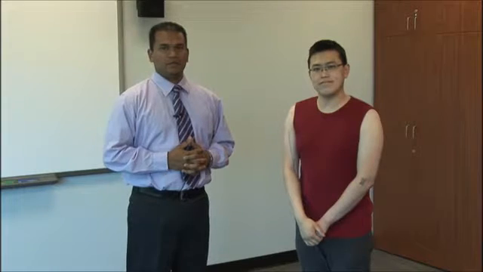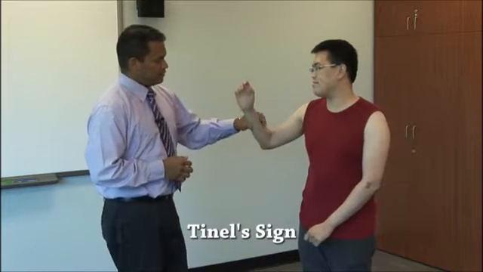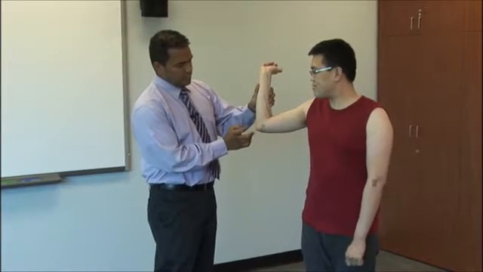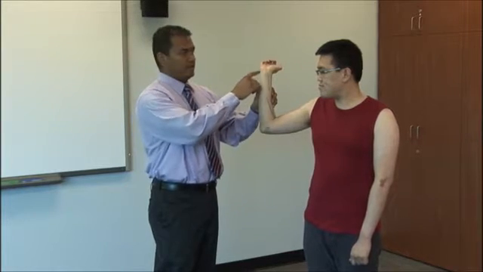Lastly, we will assess for cubital tunnel syndrome. This is caused by irritation or entrapment of the ulnar nerve in the cubital tunnel. A common symptom is paresthesia radiating down the ulnar aspect of the forearm into the ring and little fingers. To perform Tinel's sign, tap gently on the ulnar nerve and ask the patient for any numbness or tingling spreading into the ring and little fingers.